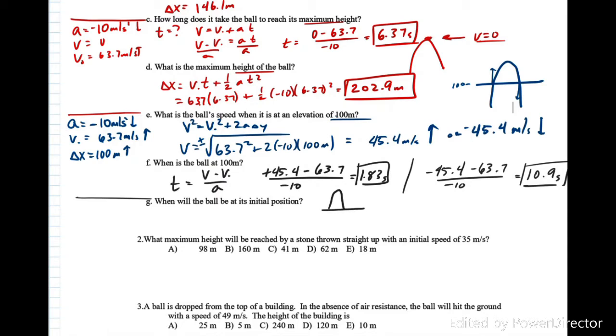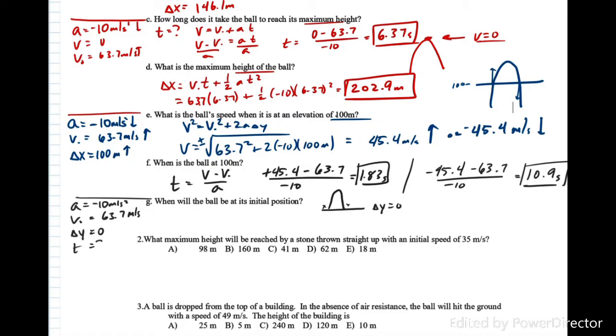And then finally, part G, when will we be at our initial position? Initial position is special because my height is the same as where we started, making my delta y equal to 0. The acceleration is still negative 10 meters per second squared. The initial velocity is still 63.7 meters per second up, and my delta y is 0.